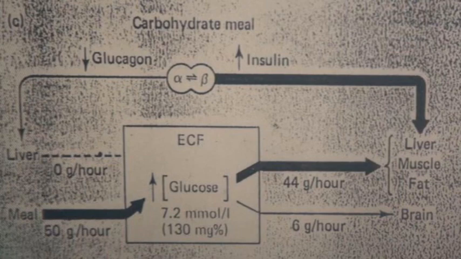You see the level of these two hormones during rest, during exercise, and during a carbohydrate meal, and you see the level of glucose provided to the brain. In these three conditions, there is no change in the level of glucose provided.